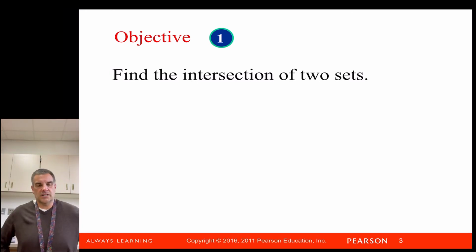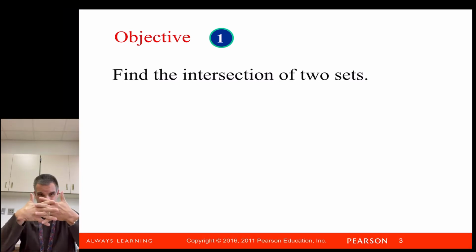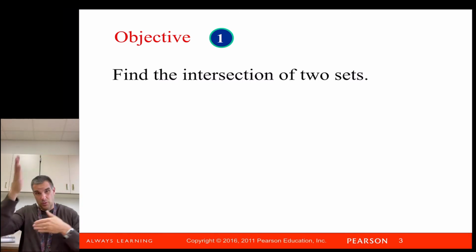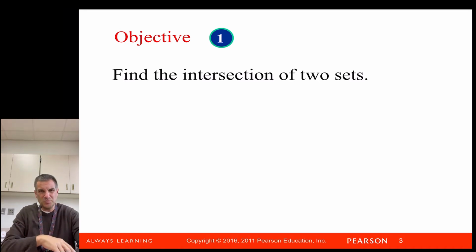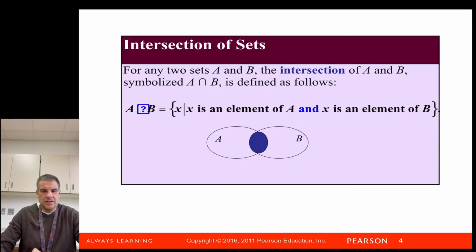So the first objective we're going to do today is find the intersection of two sets. When you think about intersection, you think about things kind of colliding with each other, things that they have kind of in common. You get an intersection on a road. It's where two roads come together, and that intersection is where they meet. So the outside roads before that intersection really don't become part of that set.